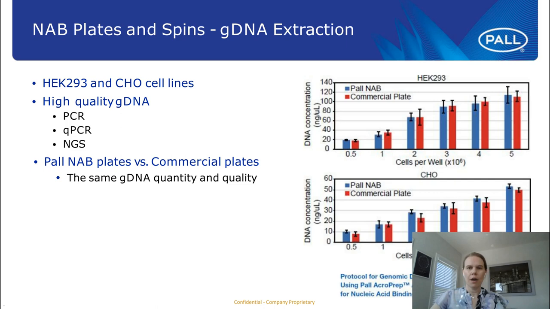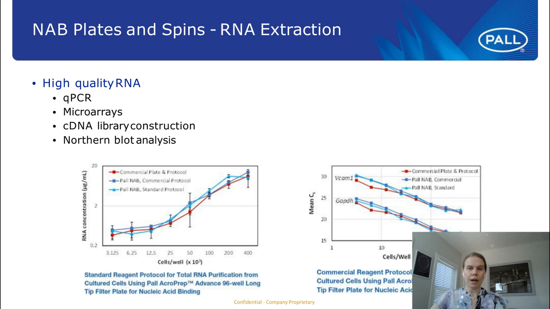A similar situation with the RNA extraction. Again, we looked at the quality of RNA obtained using our products compared to the commercially available kits. But this time we also compared RNA extracted using commercially available reagents and in-house developed reagents. And once again, the quality of RNA obtained is great. It's really high quality, and there is really no difference between using spin devices or plates compared to the commercially available kits.